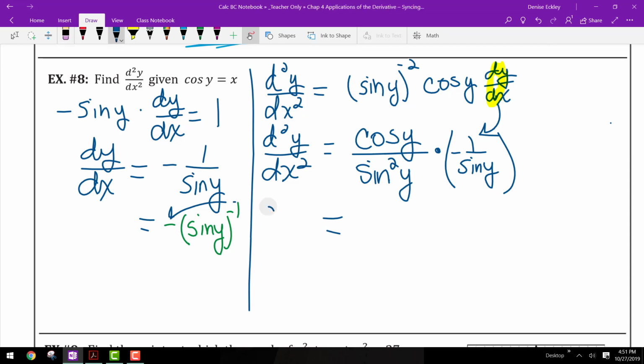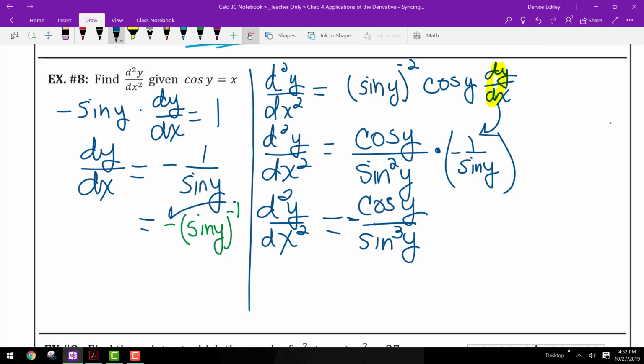You want to look for other things that you can substitute for. Take a look at the last line that I wrote and see if you can see another substitution we can make. Remember, we want our final answer to be as simplified as possible. So let me write one more line here. Now we have sine cubed of y, and it's going to be negative.